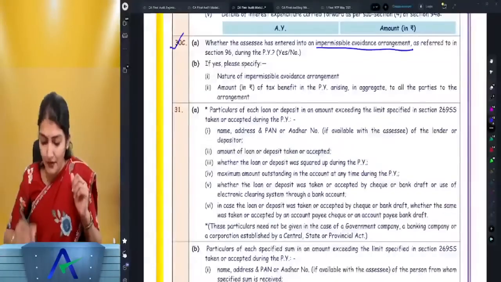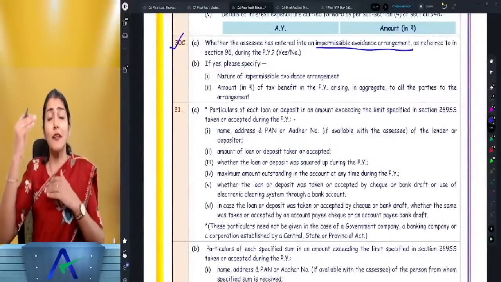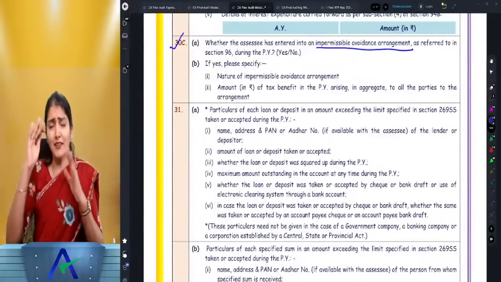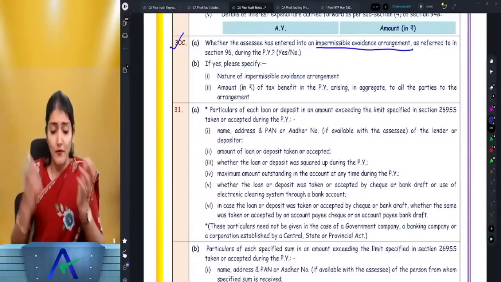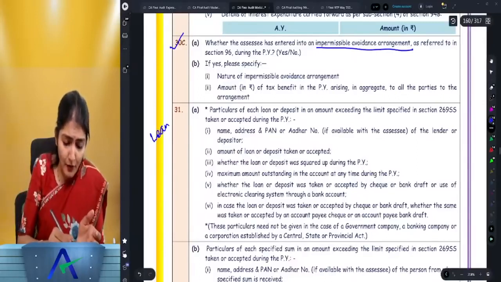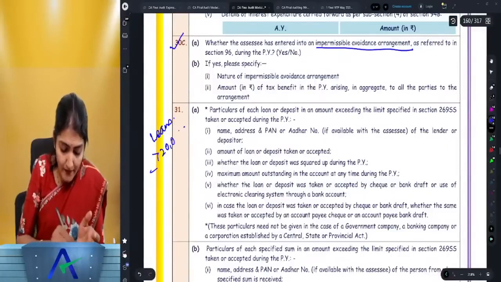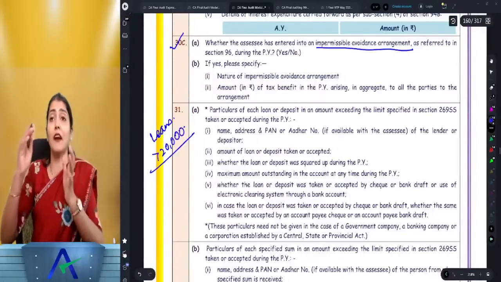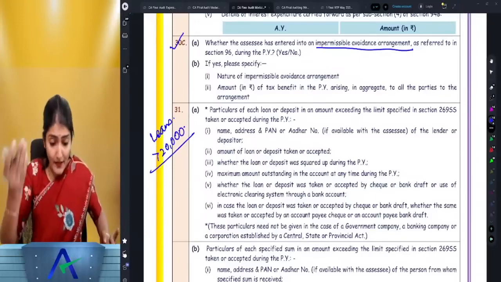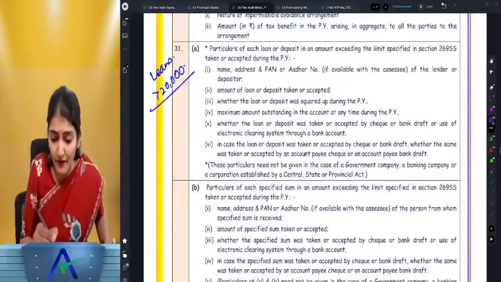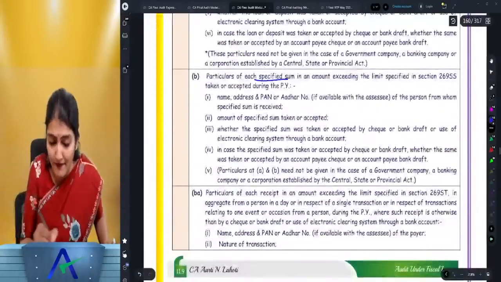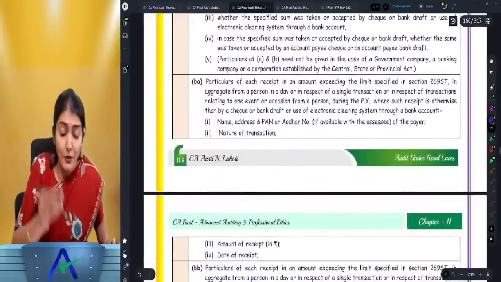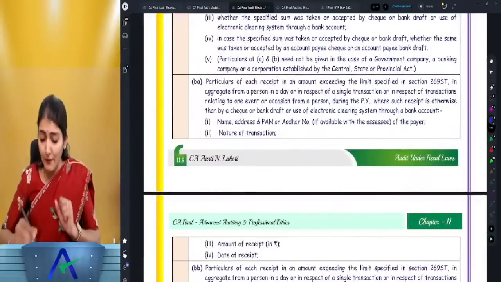Okay. And now coming to 31 to 40. What is 31? It is regarding the loan accepted or repaid of more than 20,000 other than by account payee cheque or account payee draft. Loan accepted or repaid of more than 20,000 other than by account payee cheque, account payee draft or the ECS. So loan accepted or loan repaid. What does it say? Taken or accepted of more than 20,000, then any specified sum taken or accepted. And then you have BA, BB, BC and BD.